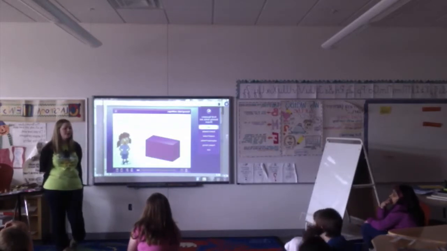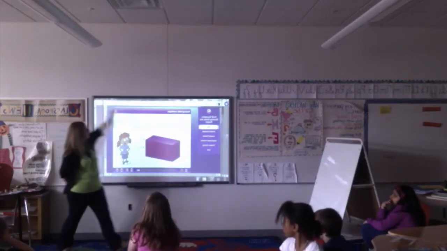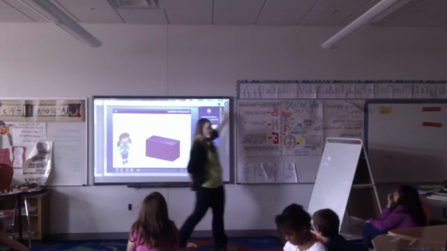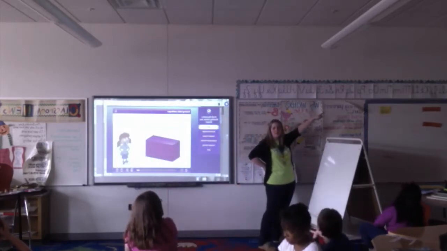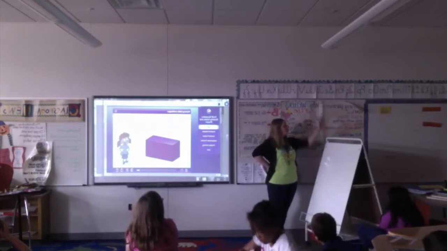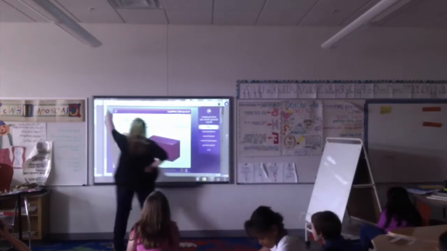So do we have edges, faces, and vertices in this room? Yes, yes. So what would this be? This long wall would be what? A face. How about up there in that corner? What would that be? Vertex. How about the wall that goes down? The edge. Very good. So they're everywhere.